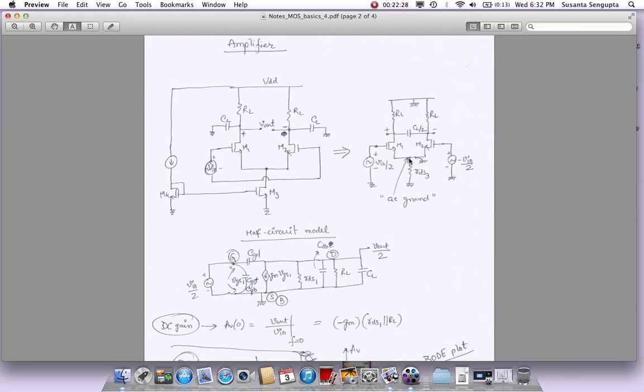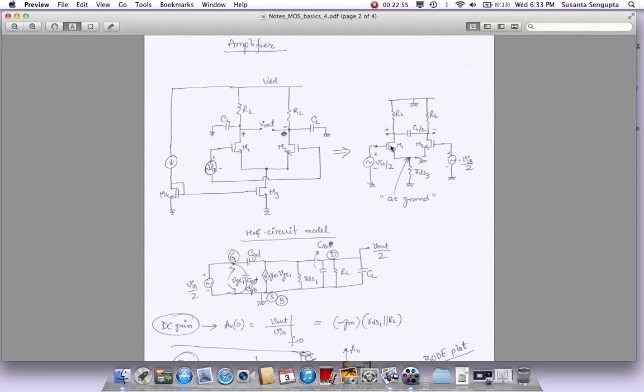When you do that, this point automatically becomes an AC ground, and what that does is it even helps us to get rid of this RDS3. RDS3 does not come into the picture anymore, because this is also ground. Then what is the VGS applied to M1? It's Vin by 2. What is the VGS applied to M2? It is minus Vin by 2. Okay, so VGS becomes equal to this voltage because this is AC ground.